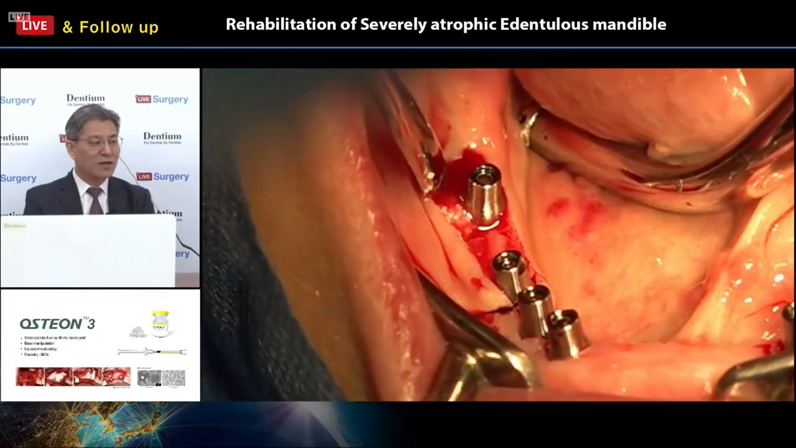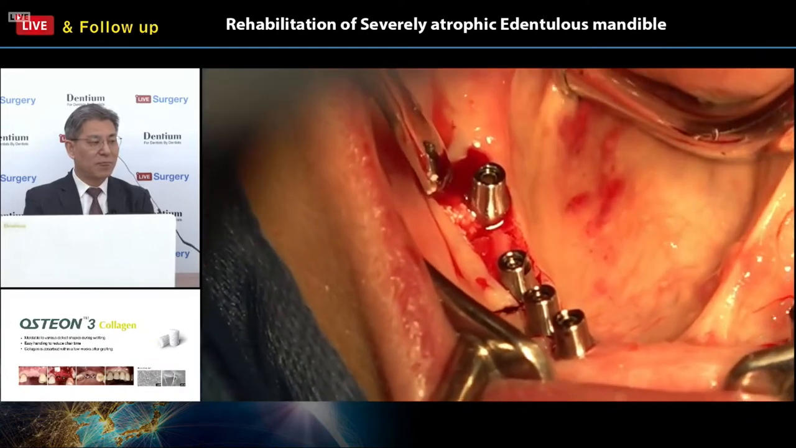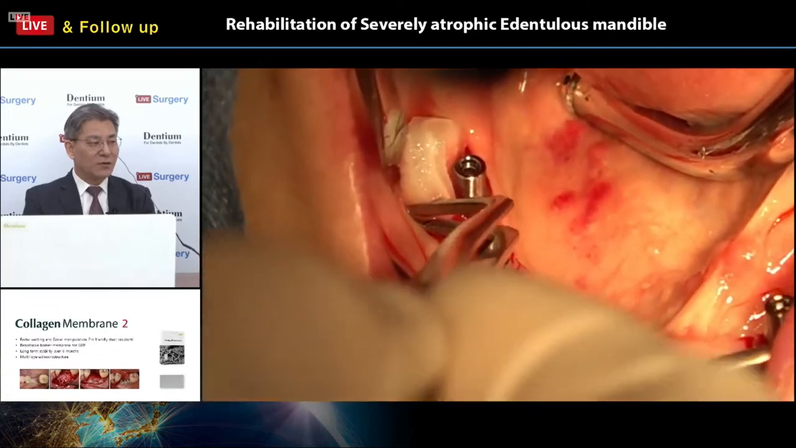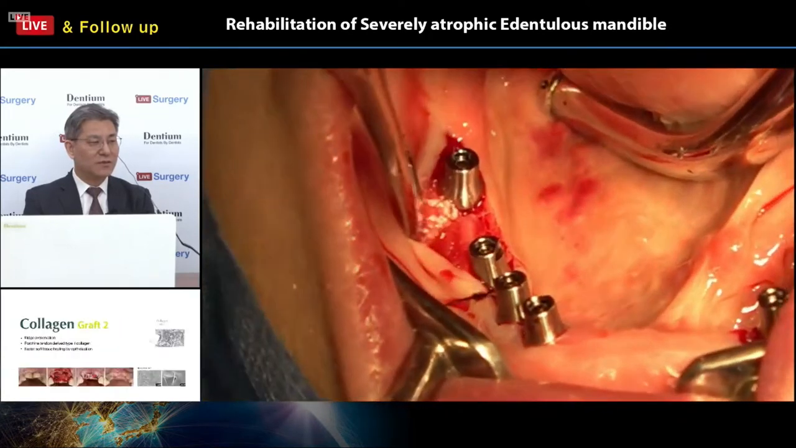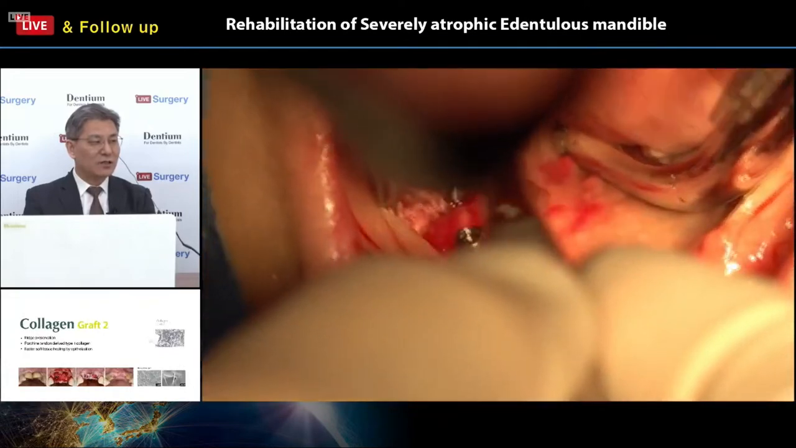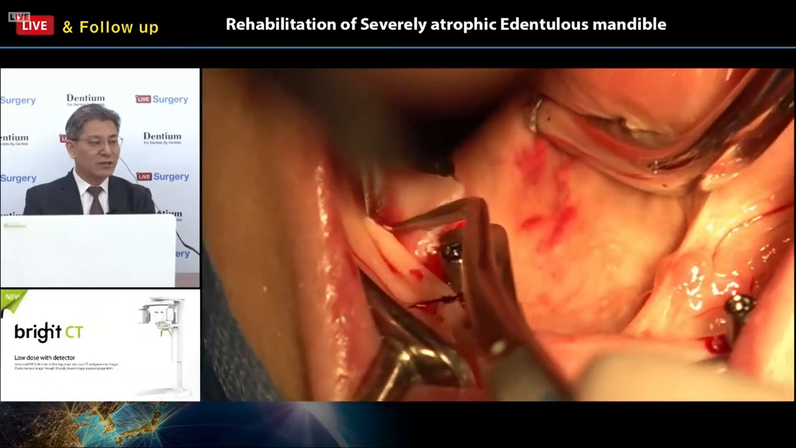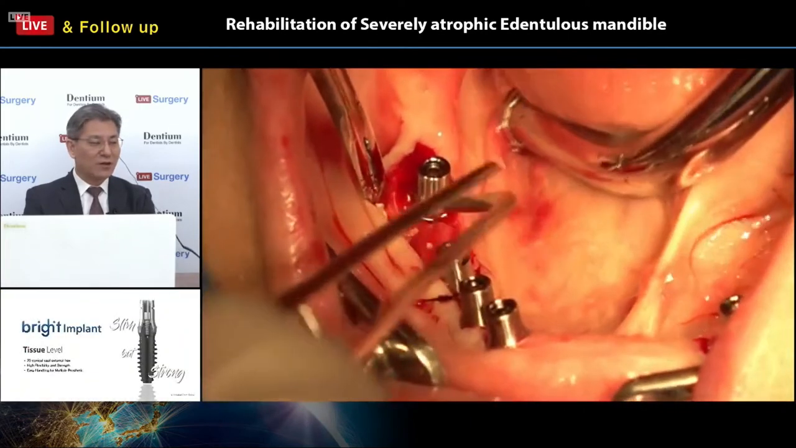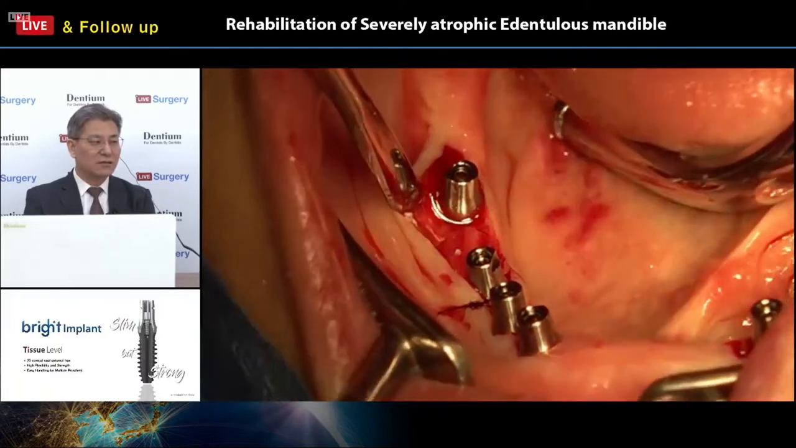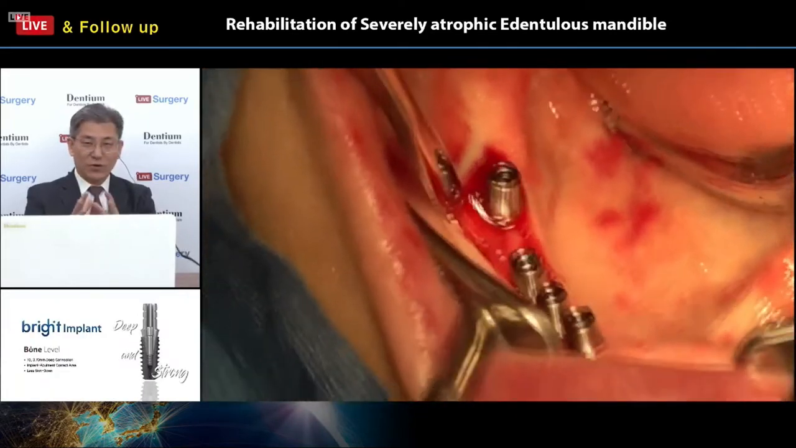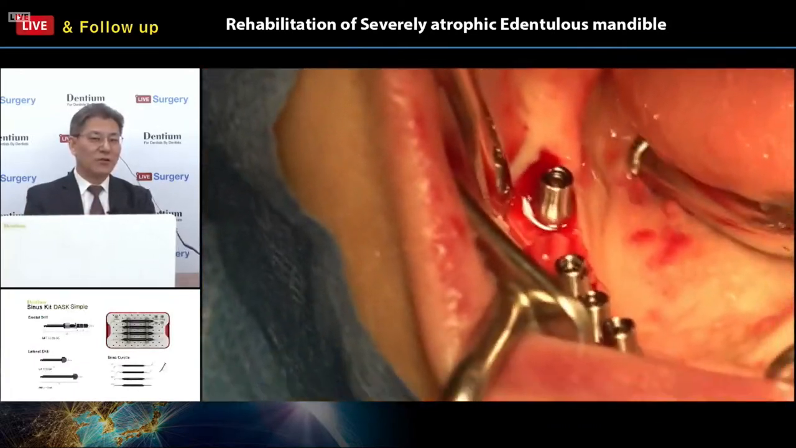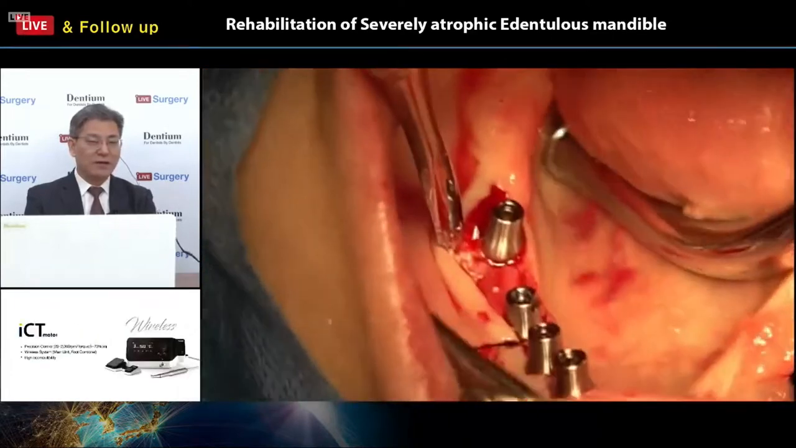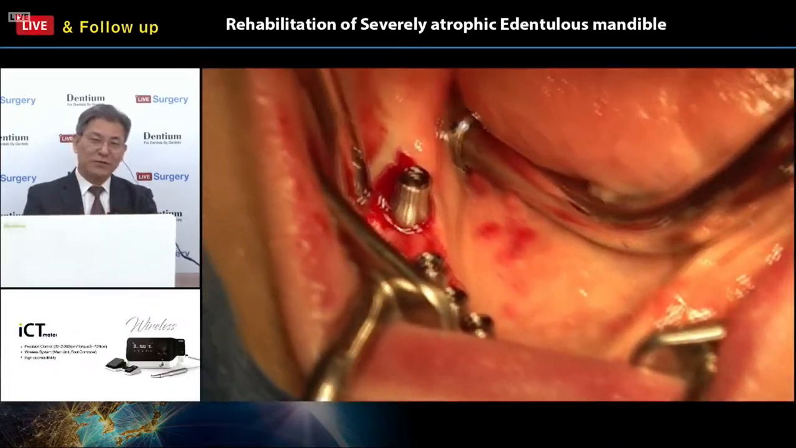He used one more Austin 3 collagen graft. Very simple, easy handling, bone graft material. Especially this one is a good indication for using this Austin 3 collagen: volume augmentation. For volume augmentation, this simple procedure is better compared to the full GBR procedure.